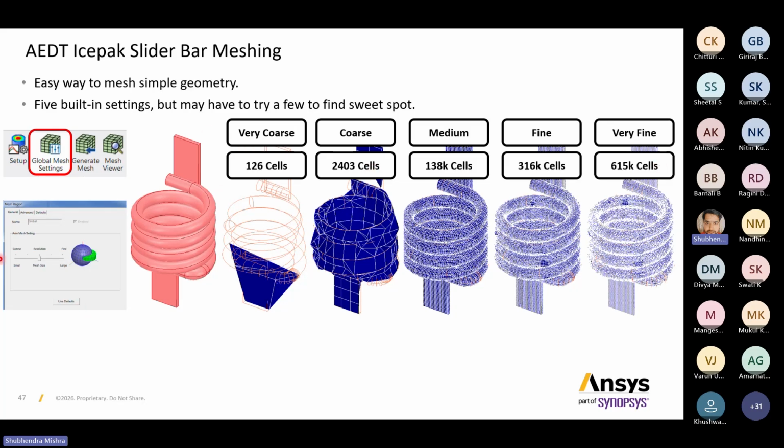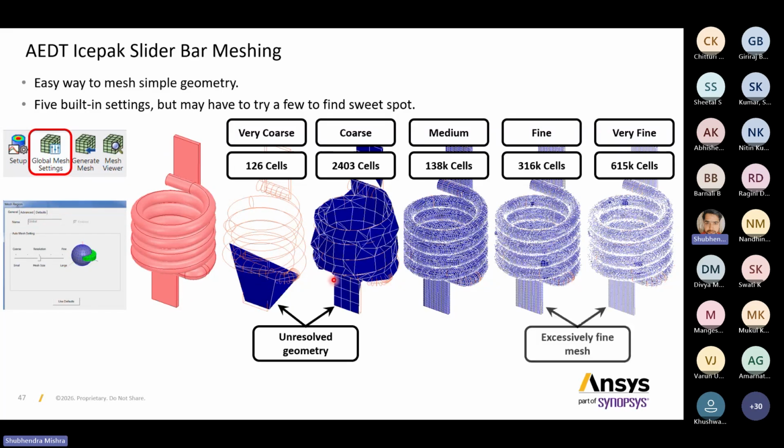So just by clicking on the global mesh settings, you can go with the automatic option, where you can directly slide and see how the meshing will be generated. These two are the unsolved geometries for the very coarse and the coarse part. This is the extremely fine mesh we have generated. And this is the sufficient mesh resolution part, which I was talking about in the medium phase.